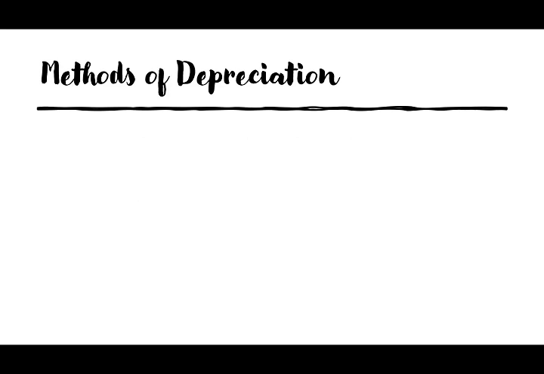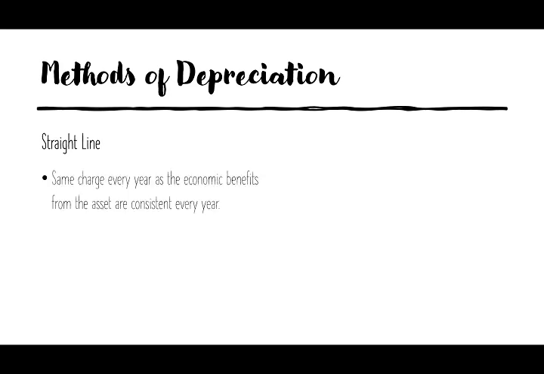So let me give you a quick brief on the methods of depreciation. The first method of depreciation is straight line, in which every year you charge the same consistent amount because the economic benefits you're expecting from the usage of that asset are consistent, like in the case of buildings. A building will give an organization the same amount of economic benefits every year, and hence we charge an equal amount of depreciation every year for that usage of that asset.